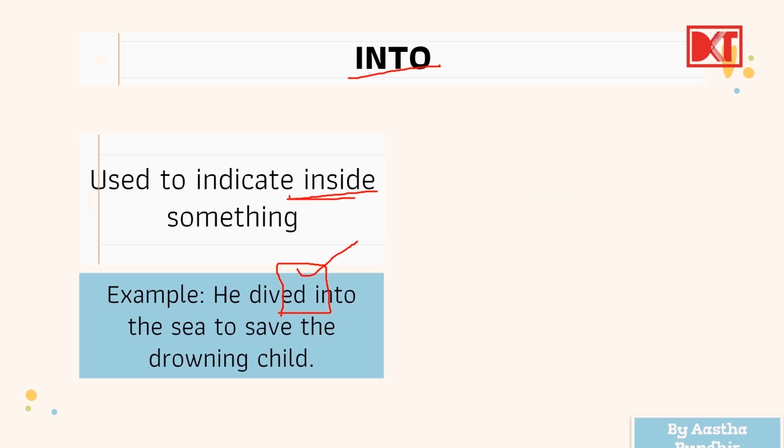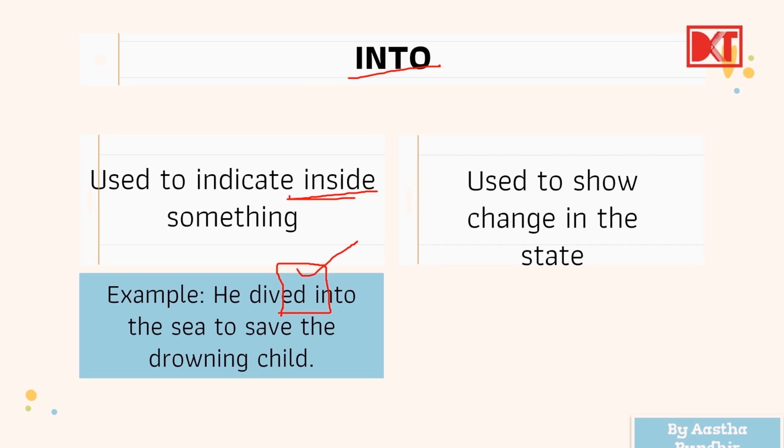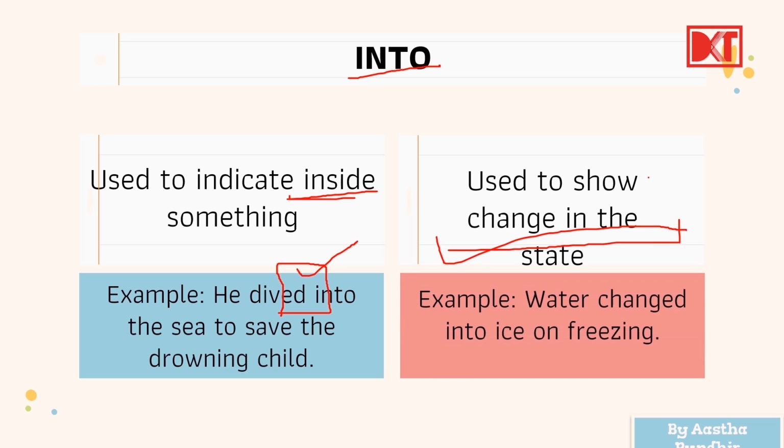Second usage could be used to show change in the state. How? Water changed into ice on freezing. Into ice. Water is the liquid form. This changed into a solid form of ice on freezing. So, it's used to show the change in the state. Into.